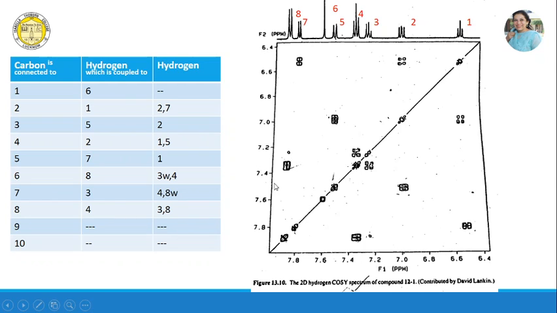Then hydrogen number 4: 1, 2, 3, 4. Hydrogen number 4 is linked to hydrogen number 3 and also to hydrogen number 8. And 9 and 10 are not linked to any hydrogen, that we had already seen. So there is no peak for 9 and 10 carbons because there are no hydrogens attached, so no peak in COSY.